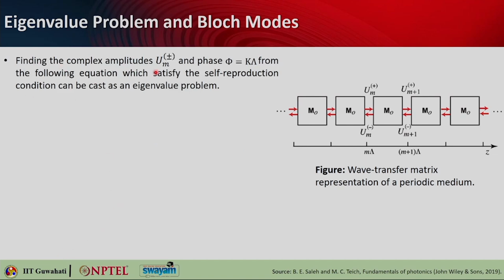So, finding the complex amplitudes, u plus and minus, and the phase phi, which is defined as K capital lambda, from the following equation which satisfies the self reproduction condition, can be cast as an eigenvalue problem. Let us see how it looks like.